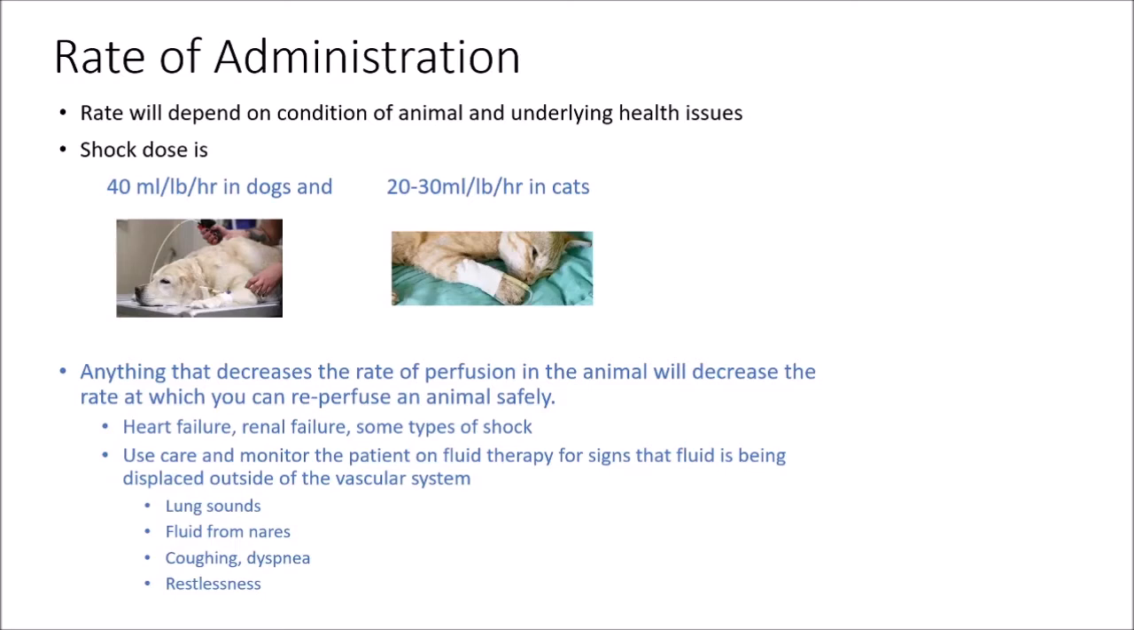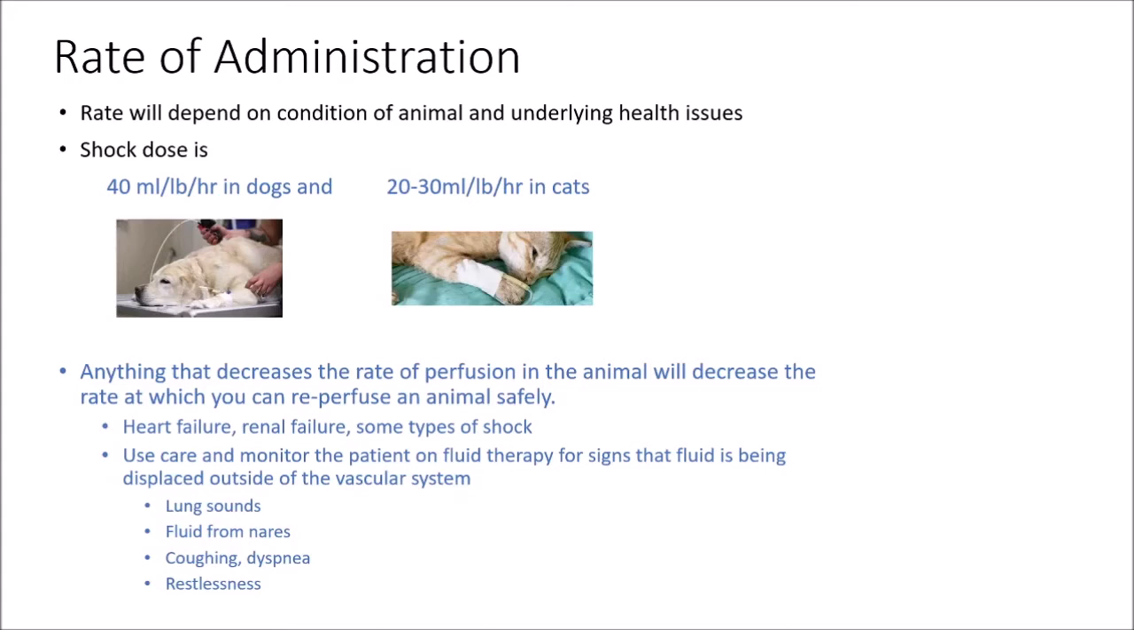Anything that decreases the rate of perfusion in the animal will decrease the rate at which you can reperfuse the animal safely. So if there's heart failure or renal failure or some types of shock, we need to reduce the rate that we're giving to them because they won't be able to pump that fluid out of their organs and into their tissues at a normal rate. So we will just need to slow down a little bit.